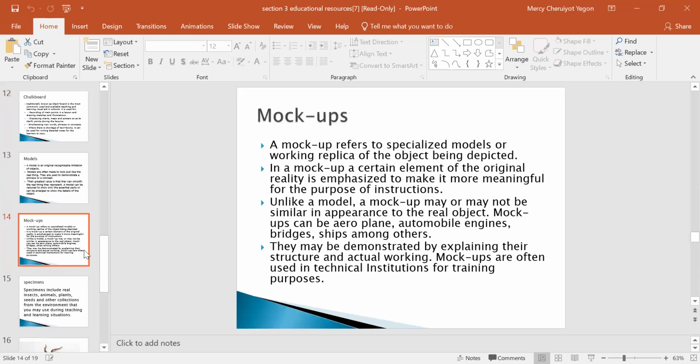A mock-up refers to specialized models or working replica of the object being depicted. So in a mock-up, a certain element of the original reality is emphasized. It might not be similar in experience or in appearance. For example, the one that is used mainly by teachers, maybe a toy aeroplane, maybe ships, especially teachers of maths. When you're doing trigonometry, you talk about the docking of the ship so that you remove the abstractness. Yes, maybe you need a ship or a train, maybe an image of a train.